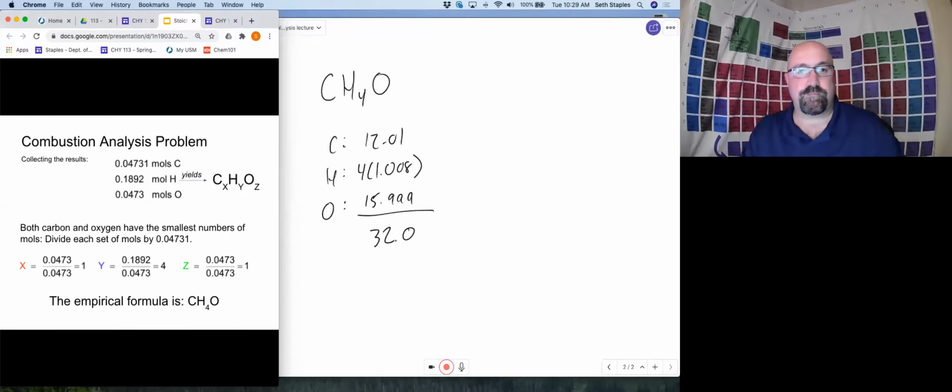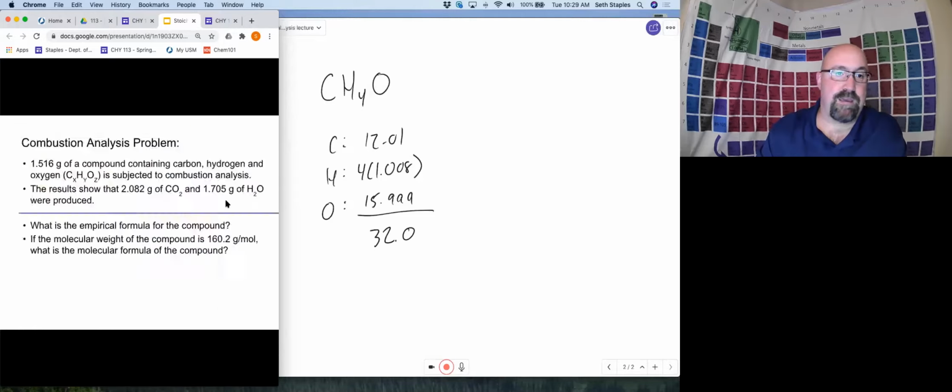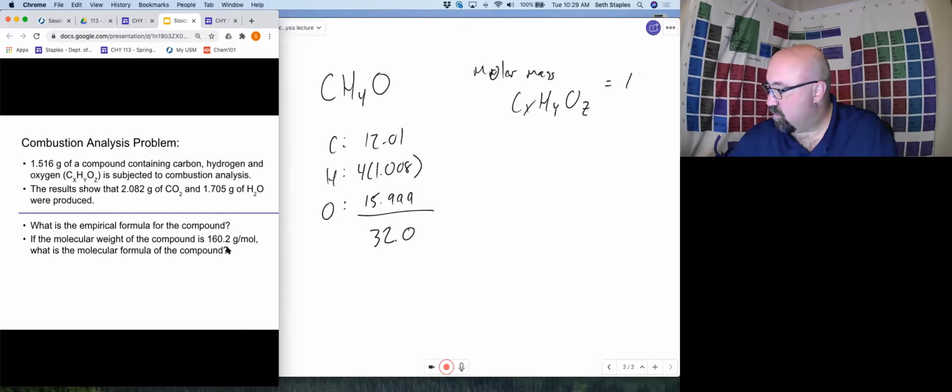is 32.0. Now we were told way back in the beginning of this problem that the molar mass of our initial compound was equal to 160.2 grams per mole. So we're just going to take this 160.2 and divide it by 32. 160.2 divided by 32 comes out to 5.0. That tells us our scale factor, how much we need to scale up the empirical formula by to get to the molecular formula.